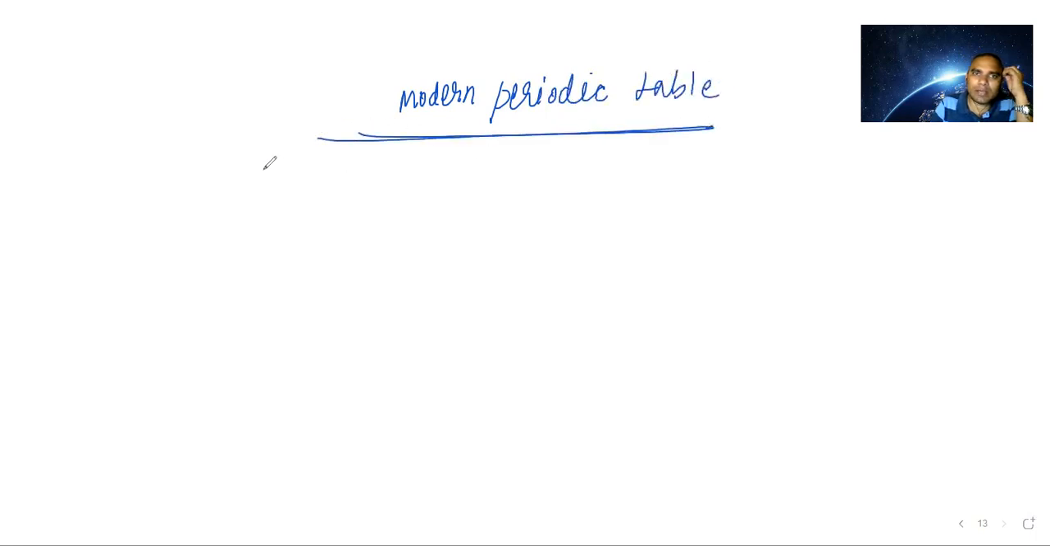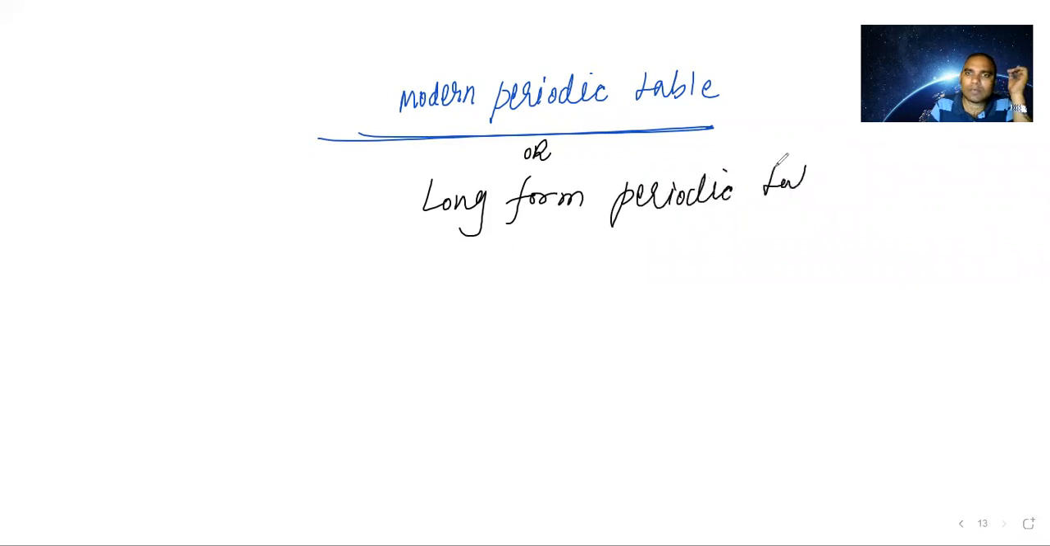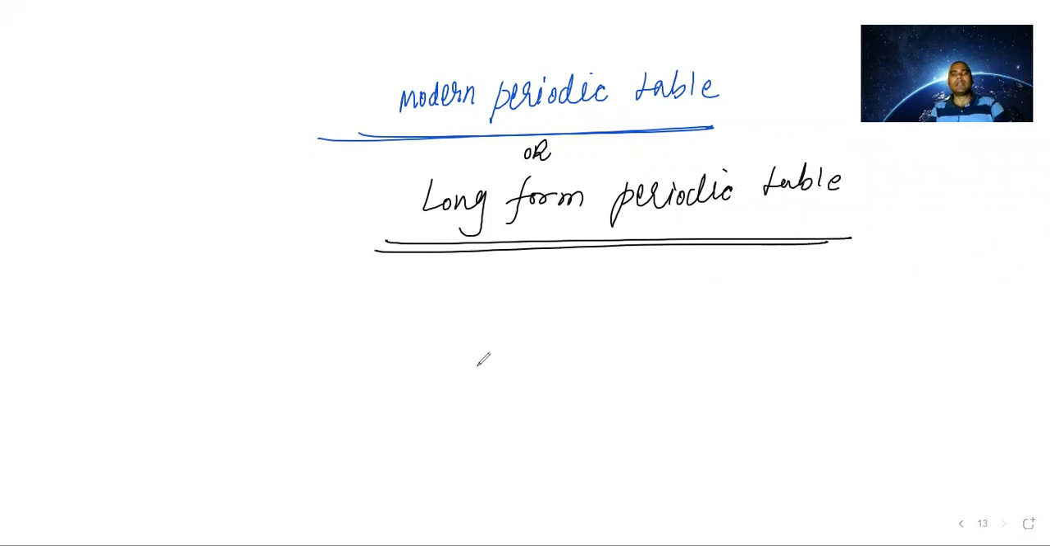What we are having is the modern periodic table. I planned to share the PDF, but if I share, all that I wrote will disappear, so I'm not sharing. The modern periodic table is also known as the long form periodic table. Both are the same. Any name is correct, whether you say modern periodic table or long form periodic table, whatever you want to say.